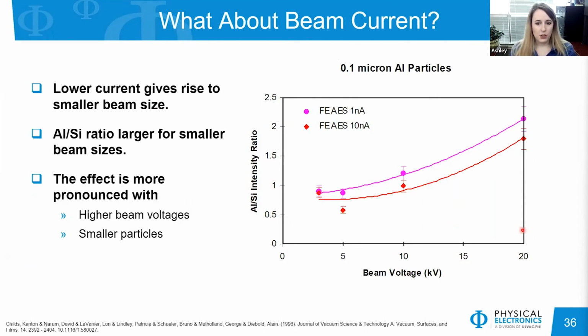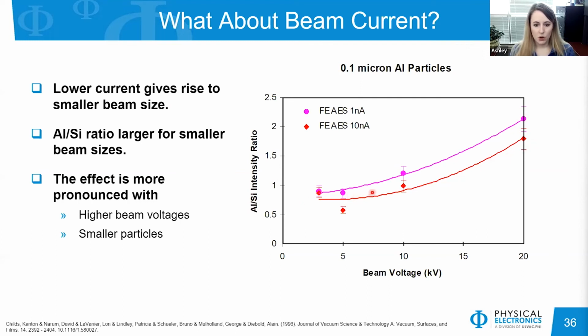So that's a brief overview of the rather complex factors that affect beam energy and which beam energy to use with different size features. But what about beam current? Thankfully, the story with beam current is a little bit more straightforward. With lower beam current, there's a smaller beam size and therefore a larger aluminum to silicon intensity ratio. You can see in the diagram on the right for a 0.1 micron particle that the lower current data in pink has a higher aluminum to silicon ratio than the higher current data in red.